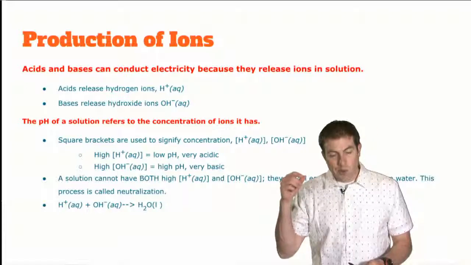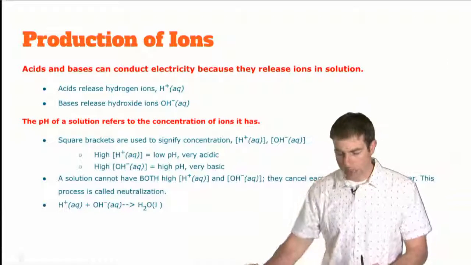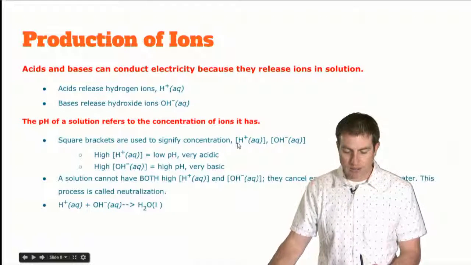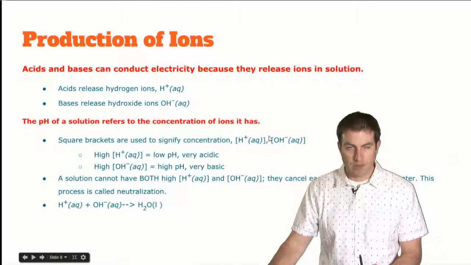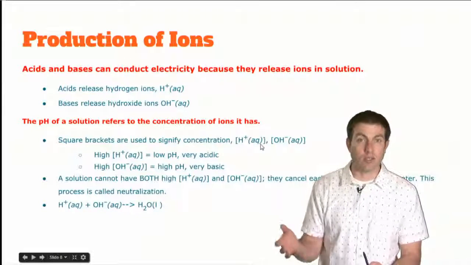So one thing that's kind of a science convention that you'll see a lot of if you move on in science is these square brackets. If I put a square bracket around something, that means concentration of that thing. So it's a way of telling you how concentrated it is.